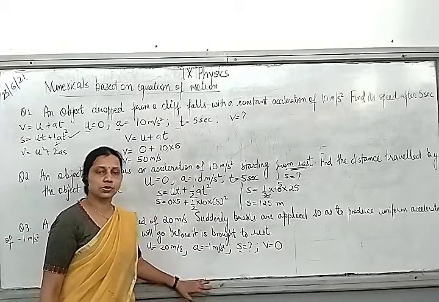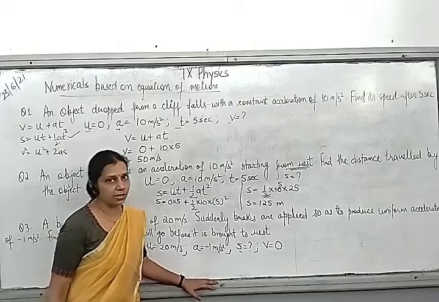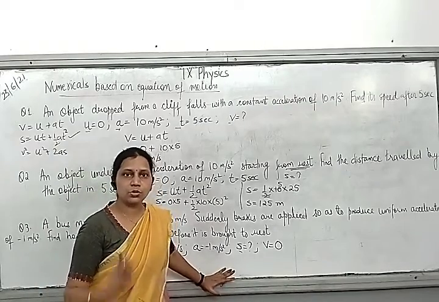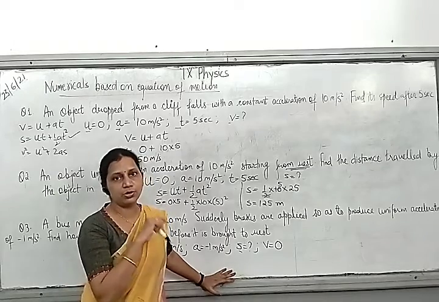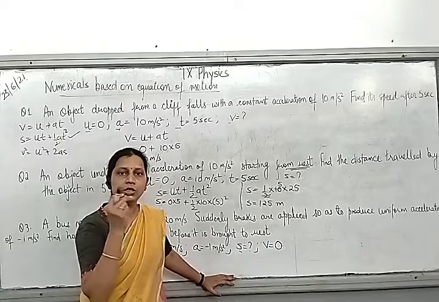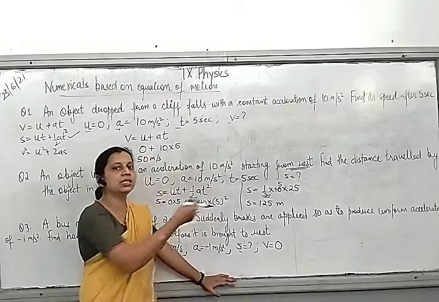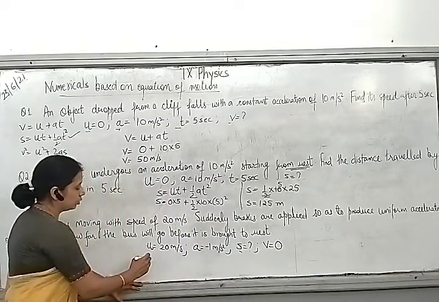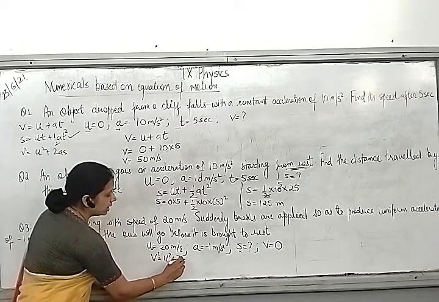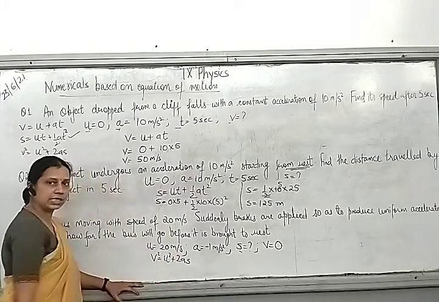Which equation can you use? Yes, obviously the third equation, because there is no T parameter here. Time is not given. So only the last equation you can use if time is not given. So half of the problem is solved. Simply you have to put these numbers in that equation. So the equation is V square equal to U square plus 2AS.